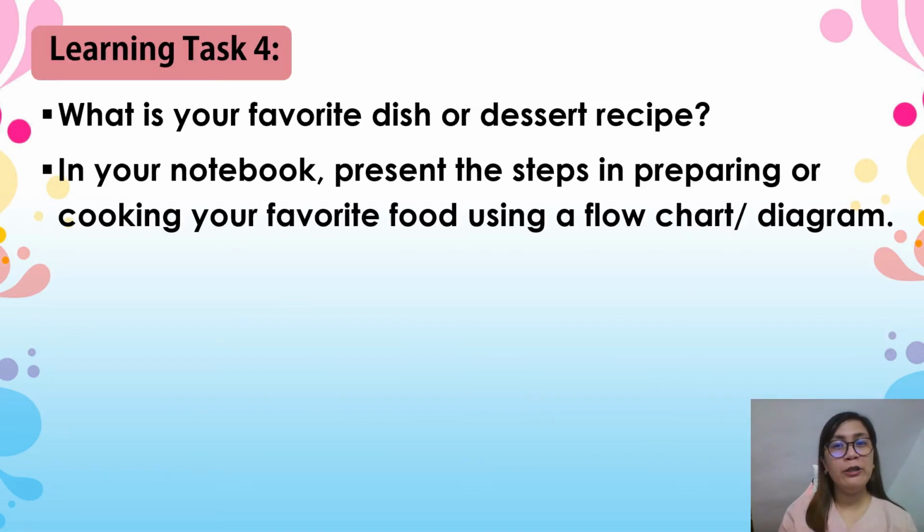Do you still recall the flowchart example I showed you earlier in this lesson? Sharp memory! Bear that in mind because in our learning task number 4, you are going to use that as a reference. In learning task 4, all you have to do is think of your favorite dish or dessert and then present the steps in preparing or cooking your favorite food using a flowchart or a flow diagram. Easy, right? Happy working!